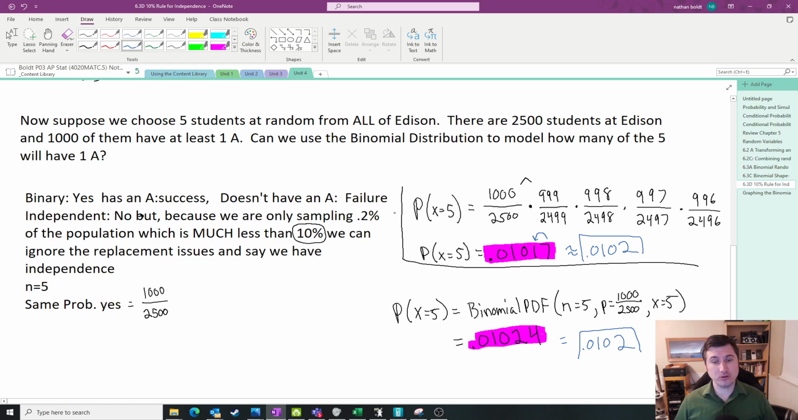All right, it's like, whoa, you're sampling without replacement. That's usually an issue. You can't sample without replacement because that changes the probability. But if you're taking away less than 10% of the population, it doesn't make a big enough difference to matter. Okay? So that's one way how we can sort of fudge the rules a little bit with the binomial and that independence issue.